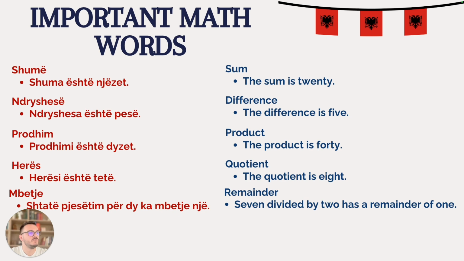Mbetje, remainder. 7 pjesëtim për 2 ka mbetje 1. 7 divided by 2 has a remainder of 1.